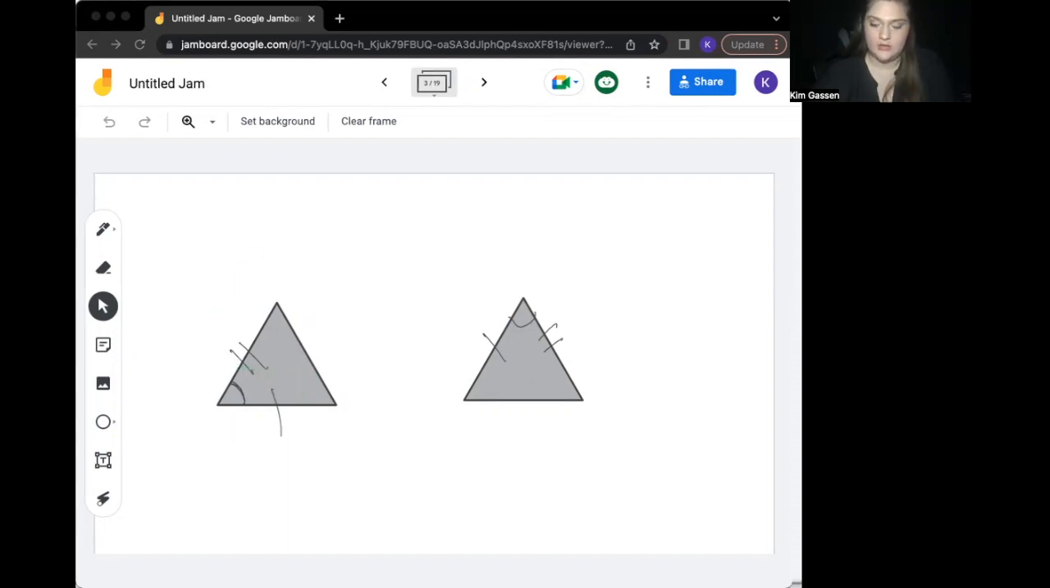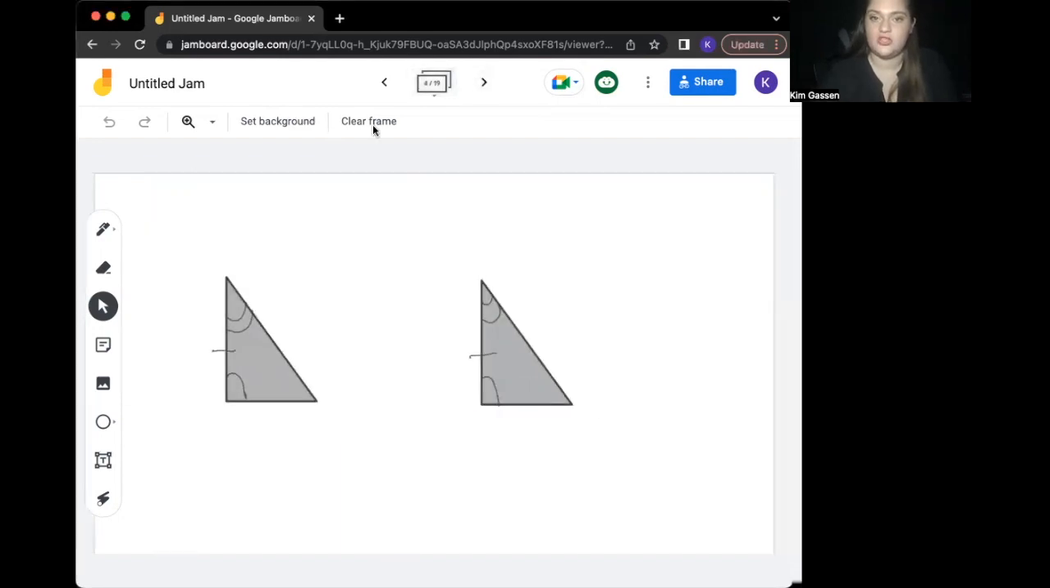Then we have two angles and a side between them. So what do we have? Yes, angle side angle. Good job. I think you guys are starting to get this.